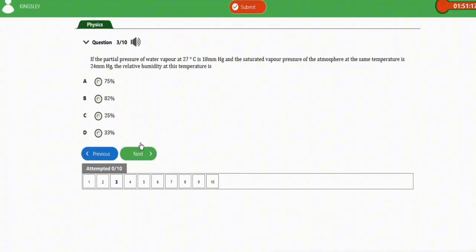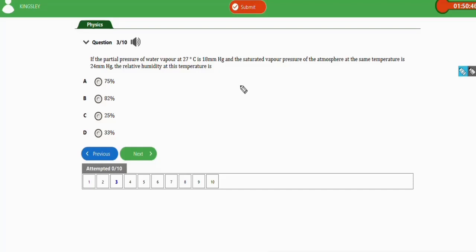It says, if the partial pressure of water vapor at 27 degrees Celsius is 18 millimeter mercury and the saturated vapor pressure of the atmosphere at the same temperature is 24 millimeter mercury, the relative humidity at this temperature is what? Alright, so guys, basically to solve this kind of problem under relative humidity, this is the basic formula you can apply to solve it.